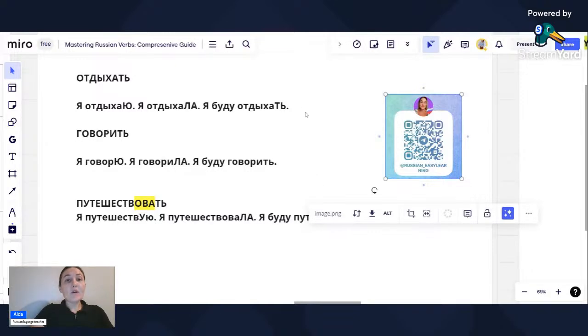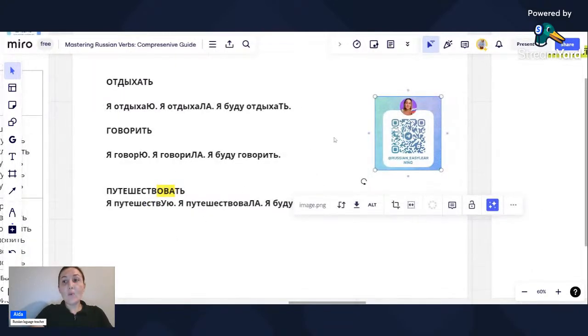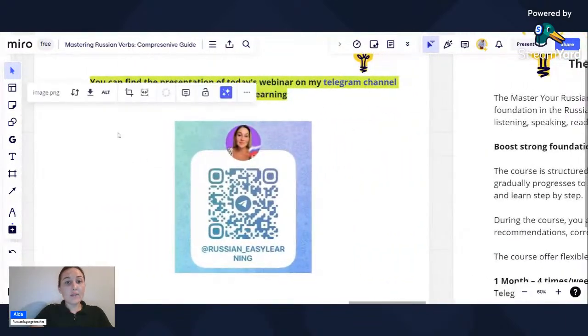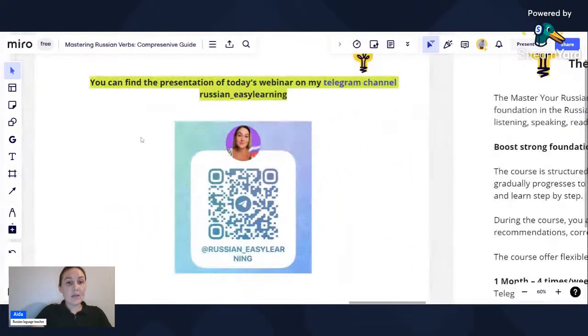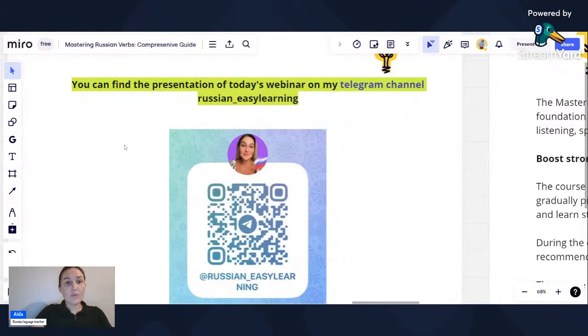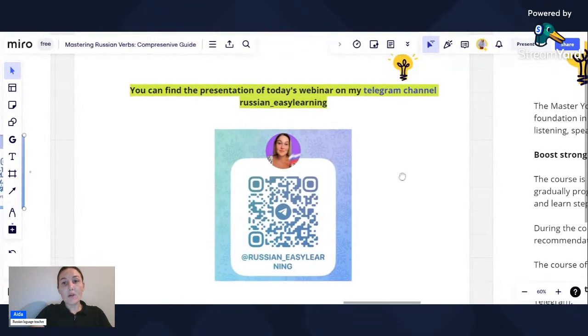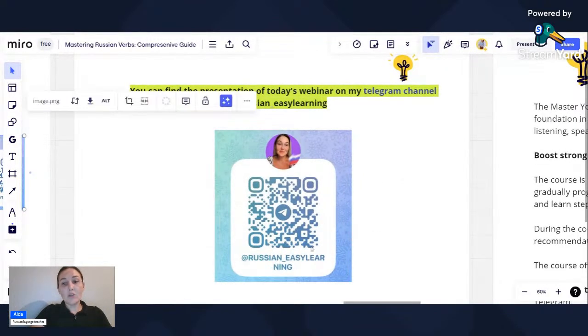Okay, so in our webinar, we discussed the information about Russian verbs. So look here. I repeat one more time that you can find the information about the webinar here.